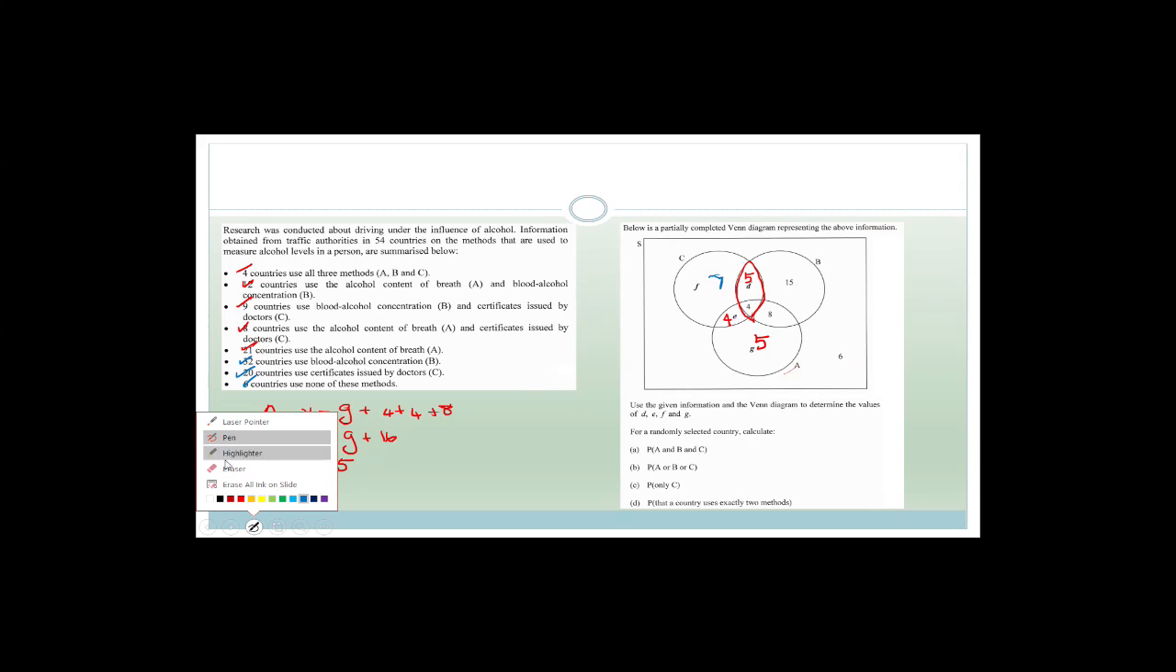Awesome. I just want to get rid of the red line here because it's a bit distracting. So now we've got everything. Now it says, for a randomly selected country, calculate the probability of A and B and C. First of all, they got information from 54 countries, so the total has to be out of 54. The probability of A and B and C is the intersection of A, B, and C, and that is this little 4 here. So that is going to be 4 over 54, which is 2 over 27. So the correct answer is 2 over 27.